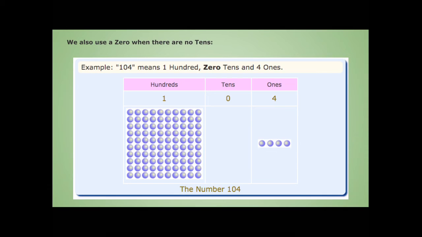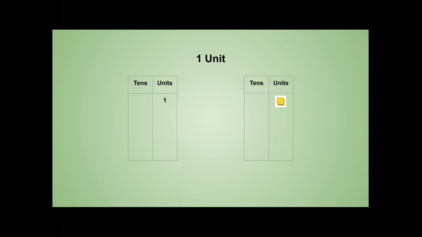104, I should say. It's important not to use the word "and" in the middle of a number. So I wouldn't say "one hundred and four", I would say "one hundred four". That "and" is used for something different that we'll talk about later on. All right, 1 unit. So there's 1 unit. Now I'm going to write it both ways.